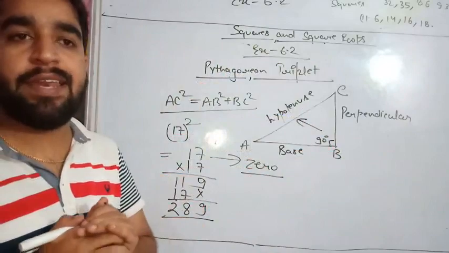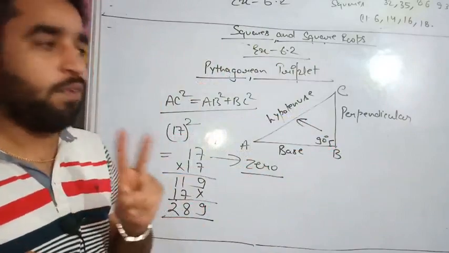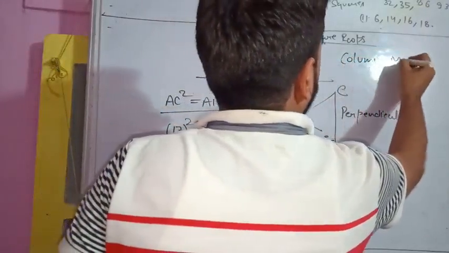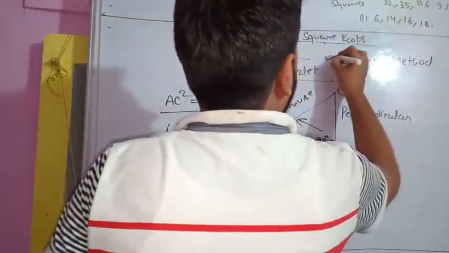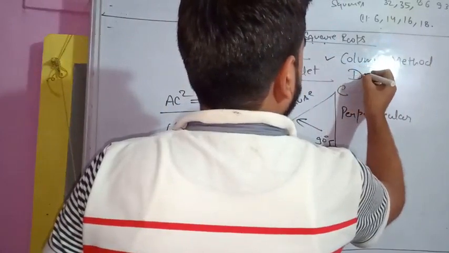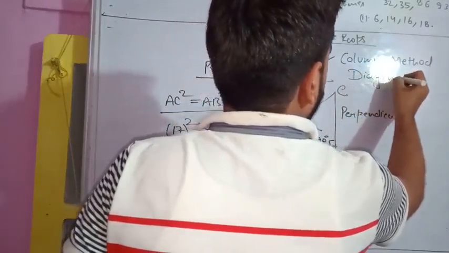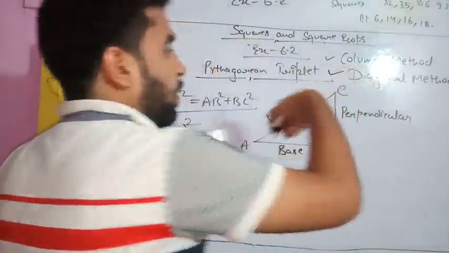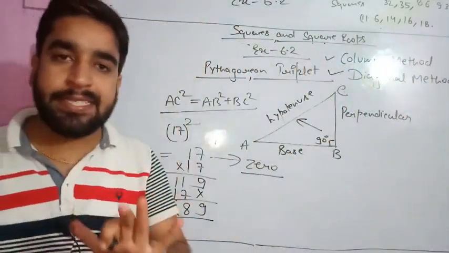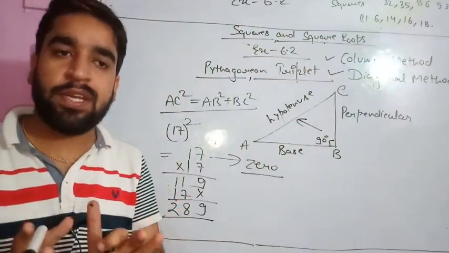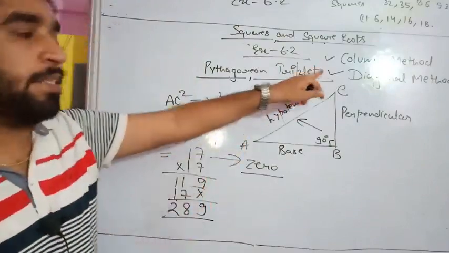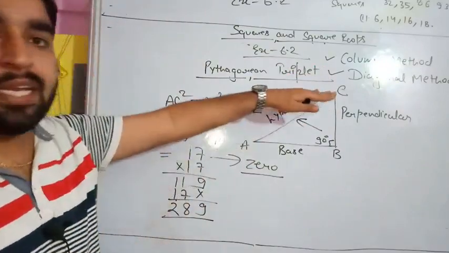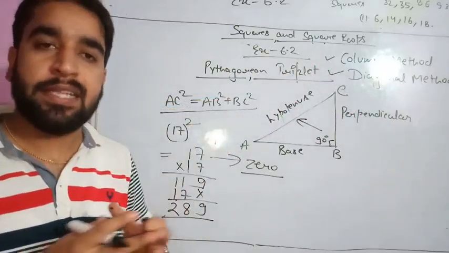So today I will explain two methods. One is the column method, and another is the diagonal method. Although these methods are not given in NCERT, if you check your NCERT book, you will not find them. But these methods are very essential because they are given in R.S. Agrawal and other writers' books.